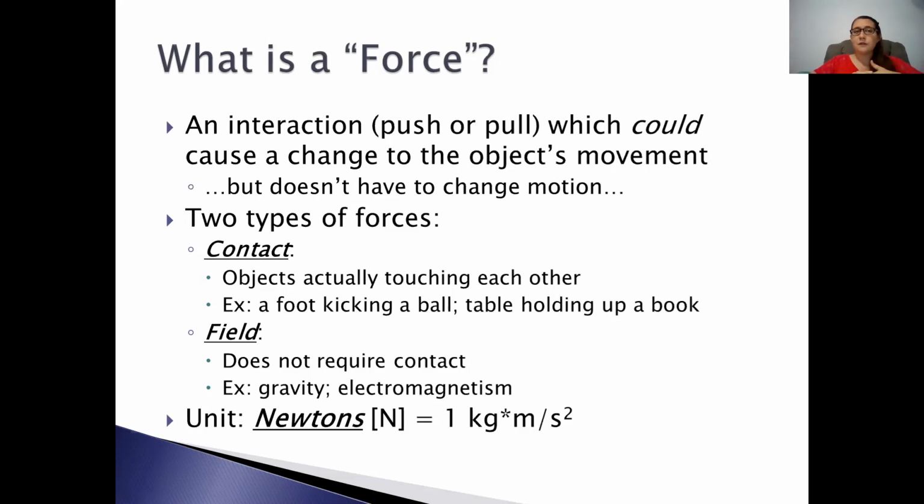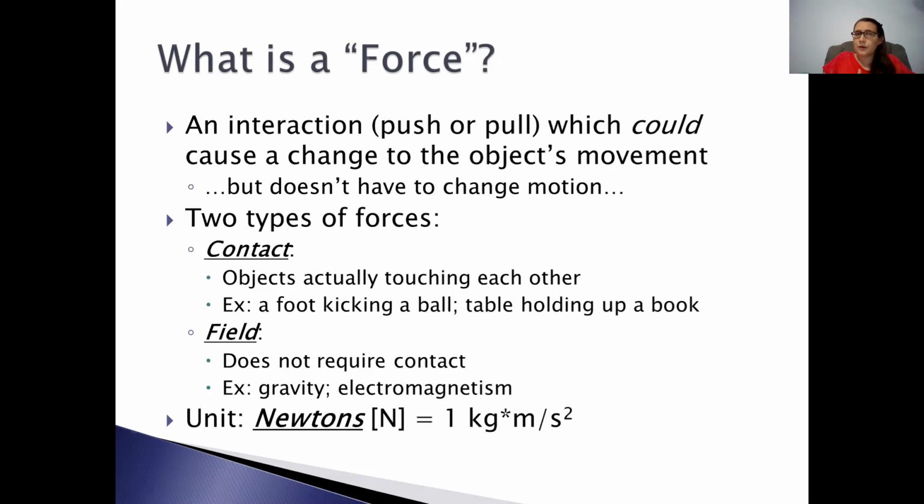So there are two different types of forces that we have. There are contact forces, where two objects are actually touching each other. So for example, I have there your foot kicking a ball. That ball is not going to go anywhere until your foot actually hits it, and that is a contact force. The table holding up a textbook, well, the table is pushing up on the textbook. And so that is another example of a contact force, because the book and the table have to be touching each other in order for the book to be supported by the table.